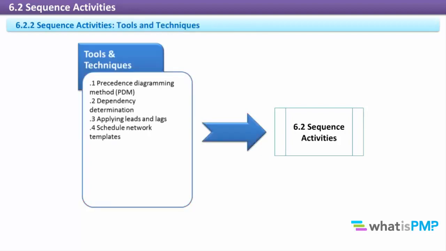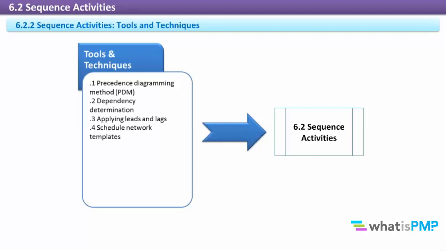Sequence activities. Tools and techniques. Precedence diagramming method, PDM. A method for producing project schedule network diagrams. PDM produces activity on node, AON, diagrams. These are schematics that show activity sequencing and relationships and are used in the critical path methodology, CPM. PDM includes 4 types of dependencies or logical relationships.